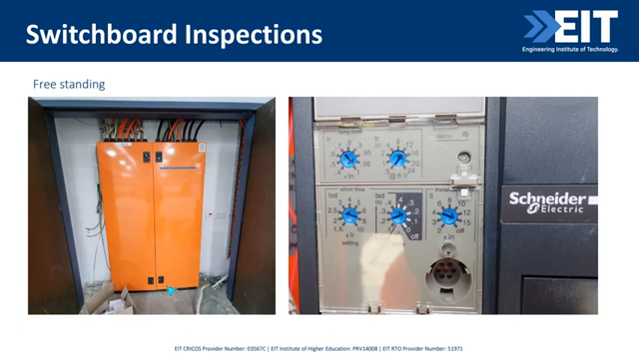Couple more photos. This is a switchboard in a cupboard. You can see we have lots of clearance on the left and right, and this is sitting on the ground. So all our cabling is coming in and exiting from the top.